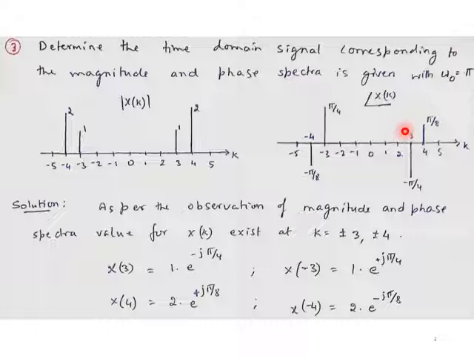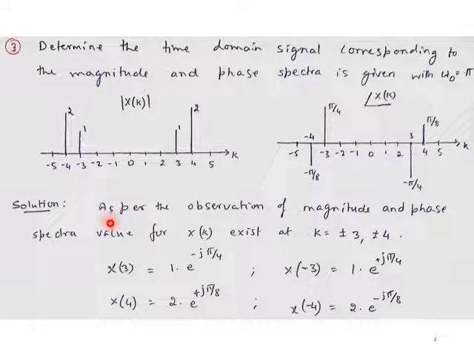In the previous problem x of t was given, from that I found the Fourier coefficients, and later I found the magnitude and phase spectra. Now I have to do it in the reverse order. Both the phase and the magnitude spectra are given, so I just need to go back in the reverse order: I can find the Fourier coefficients, then I can find x of t. This is how I can approach the solution for this particular problem. So let us look forward to the solution.